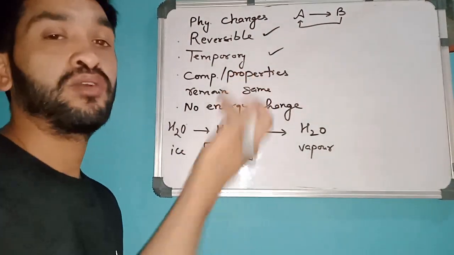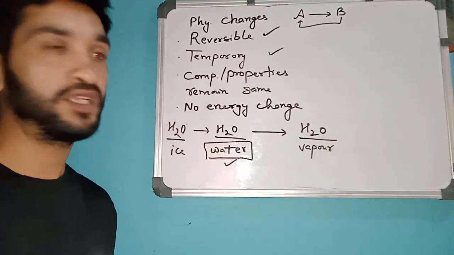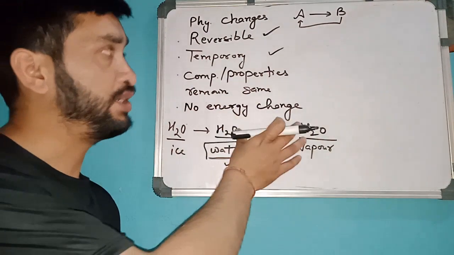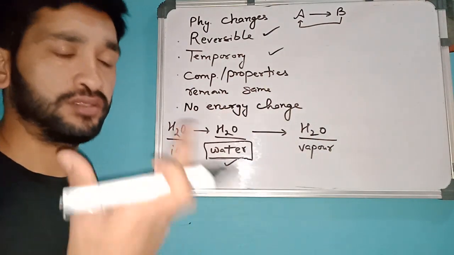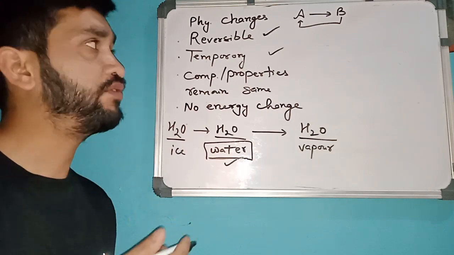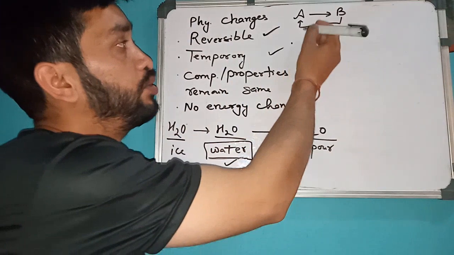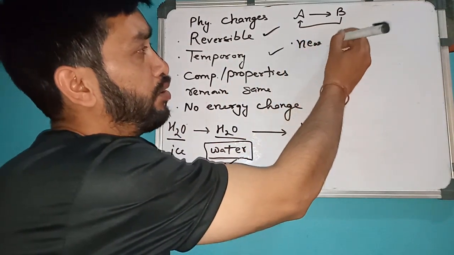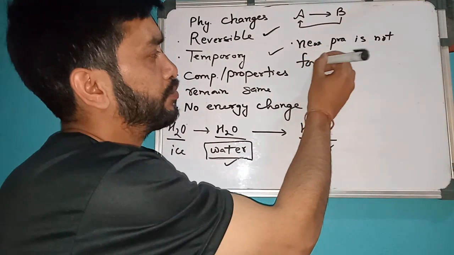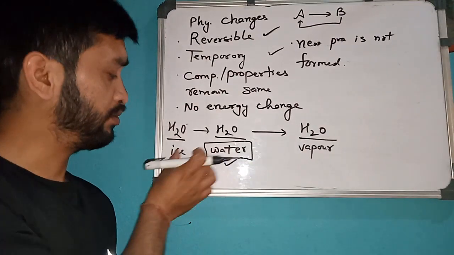About composition property, I already told you that same composition, same property. It is not going to change to some other new product. Mostly in temporary changes or in physical changes we are not getting any new product. That is one of the factors which we haven't written here. Let us add that point also. New product is not formed. This is also one of the important points. New product is not formed.